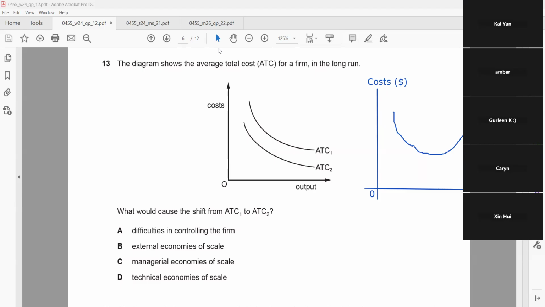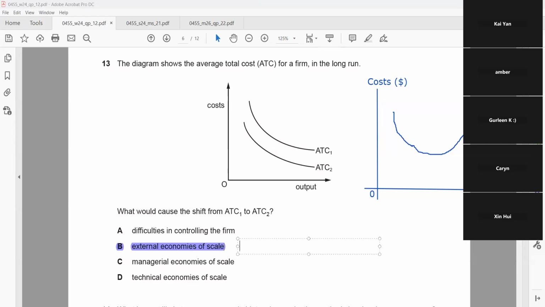Yeah, the answer is B. B, huh? This is something to do with external economy of scale. Okay? You cannot go and circle economy of scale. Oh. Okay, you see, what do we mean by external economy of scale? Think about the definition first.